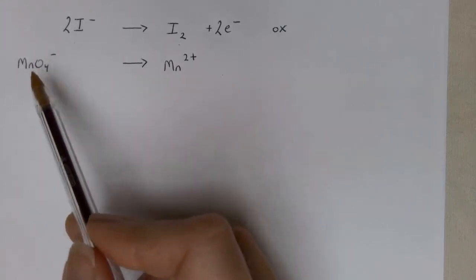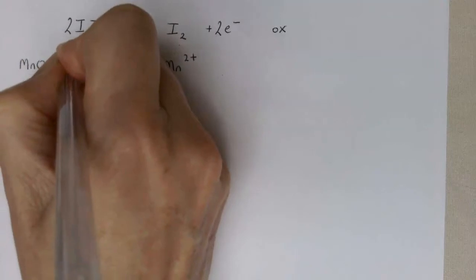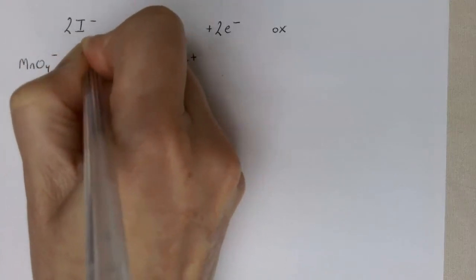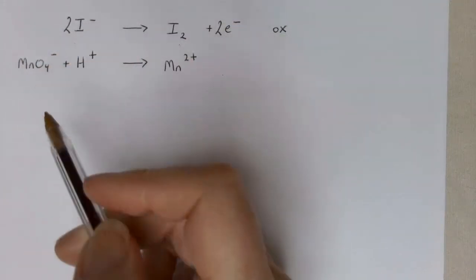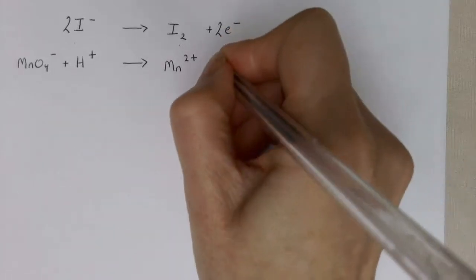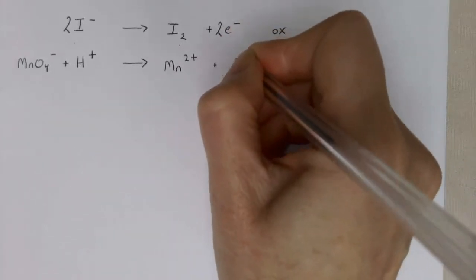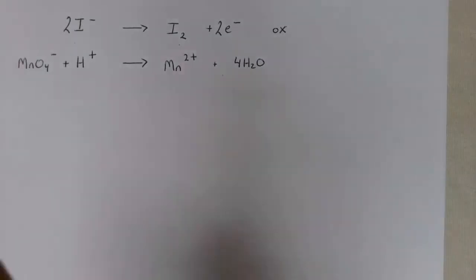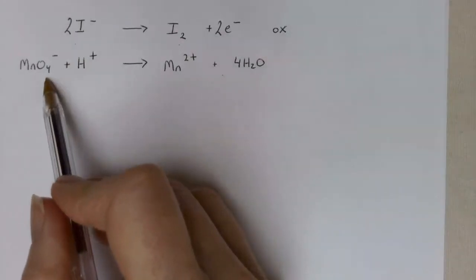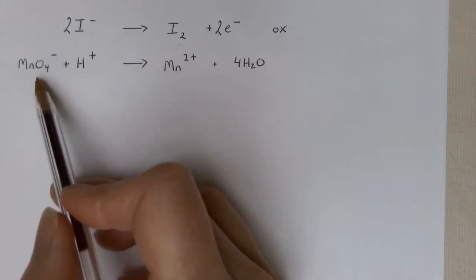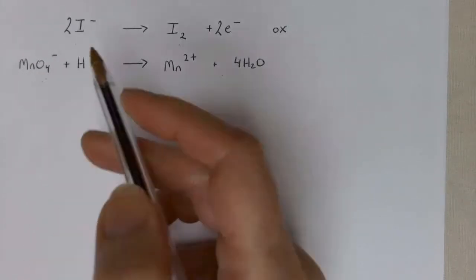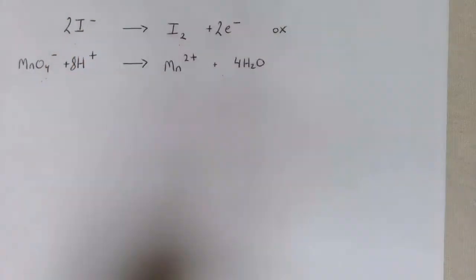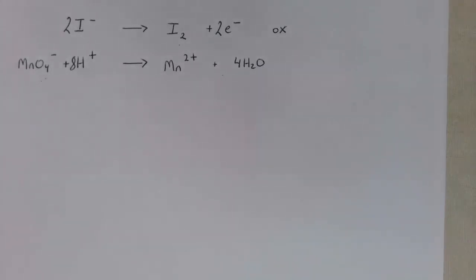So to get rid of these oxygens, we're going to add acid, hydrogen ions. And those hydrogen ions can react with the oxygens to make water, in this case 4 H2Os, because I've got 4 oxygens this side, and that conserves the oxygen's oxidation number as -2, and I have 8 hydrogen ions to get it to balance.